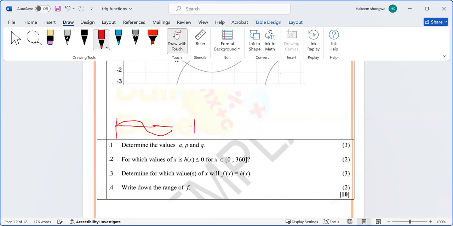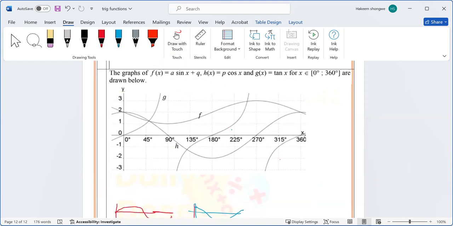You should also draw the cos graph. Let's use a different color for the cos graph. Where does the cos graph start? It starts at 1, and then it does something like this. Now they say we should determine the values of A, P, and Q. Where do we find A? We find A on sine. Where do we find Q? We find Q on sine also. Let's start with the A and the Q of sine.